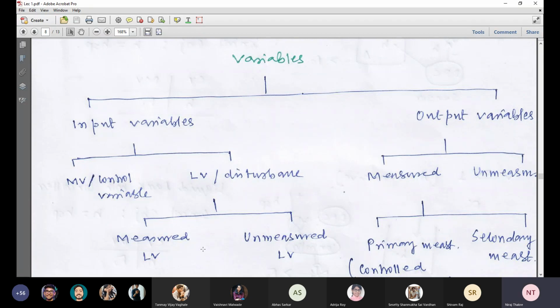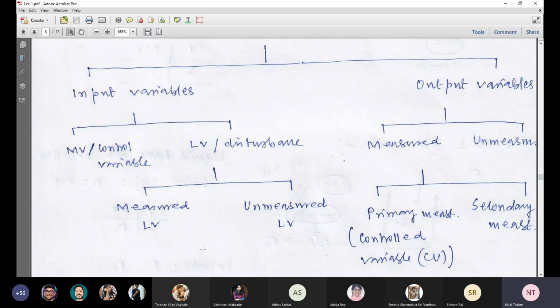Now you note down the output variables. Output variables are again two types. One is measured output, another one is unmeasured output. It is like measured disturbance and unmeasured disturbance. That means few output variables we measure and few output variables we do not go to measure.